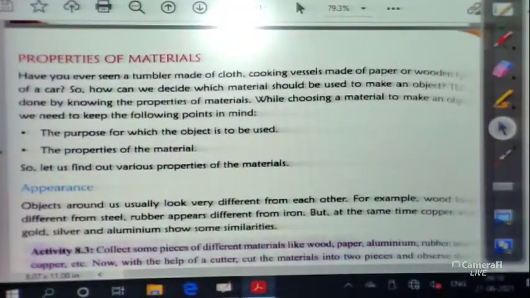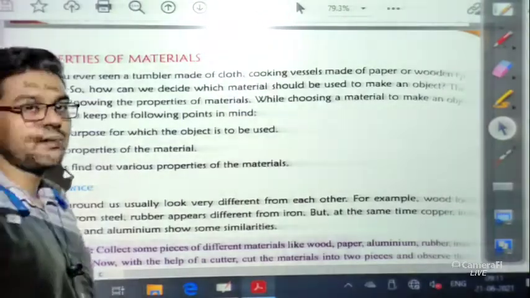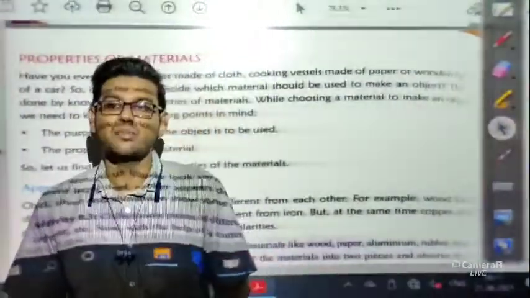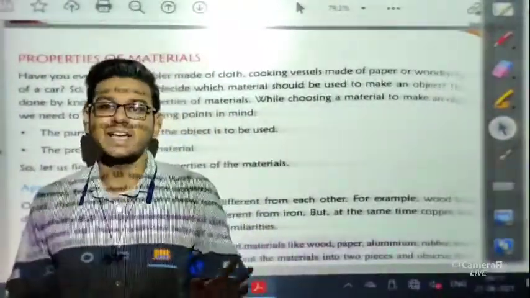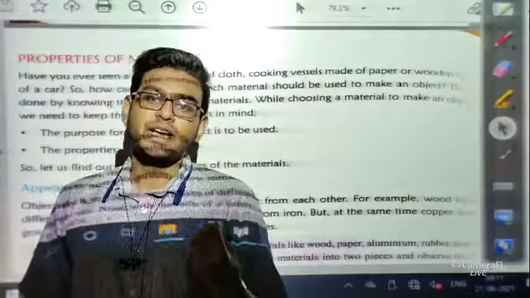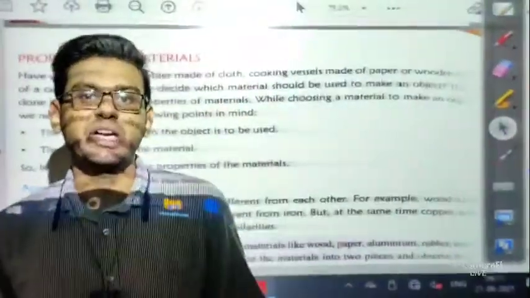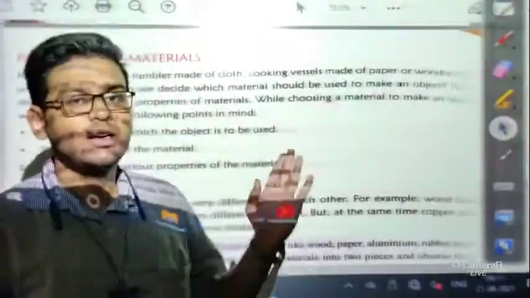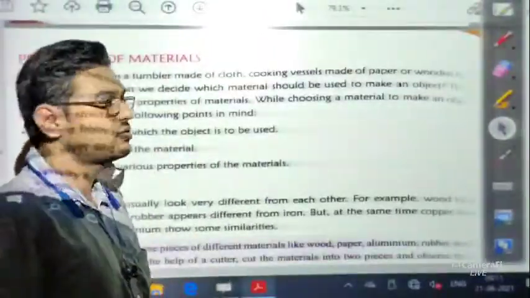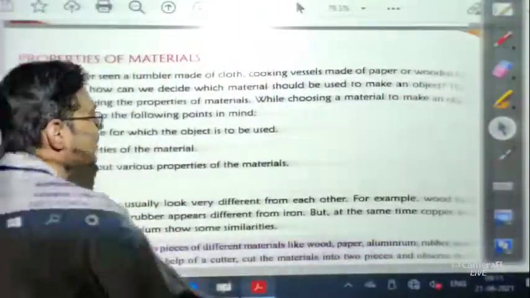Okay, we have categorized into different things. Now let us discuss one thing: what are the properties of materials. Let me tell you, students, there are a few properties of materials, and if we don't know the properties we can't categorize them. To sort the materials into different types of groups, we need to know the properties of the materials. So let us discuss the properties of the materials one by one.